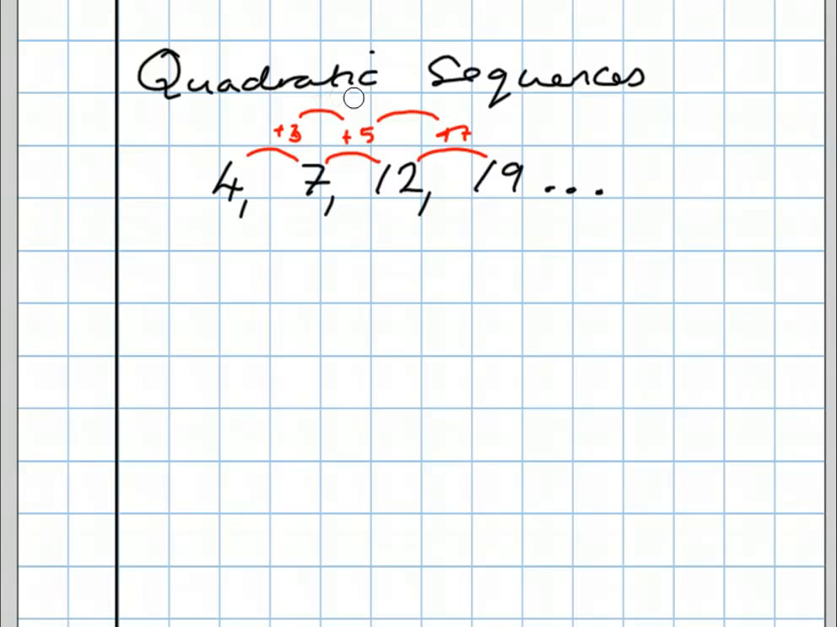So we notice that the second difference is +2, which means that our rule is n squared.